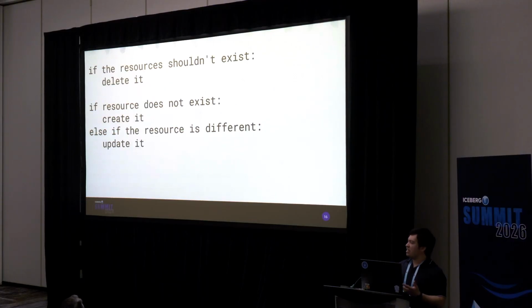Now, what exactly is it that Terraform's doing under the hood? It's actually a pretty deceptively simple tool. Terraform is really just running this little piece of pseudocode in a loop. It's saying, if your resource shouldn't exist, I'm going to go ahead and delete that resource. And if your resource doesn't exist, but it needs to, I'll create it. And then if the resource is different than what you intend it to be, I'll update it until it actually matches what you want it to be.